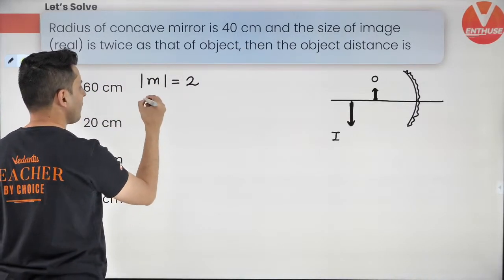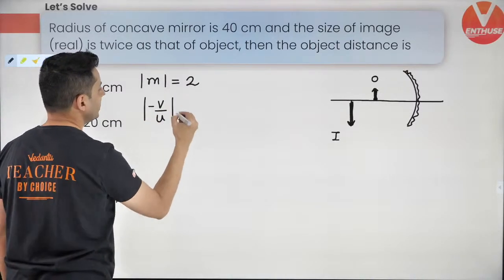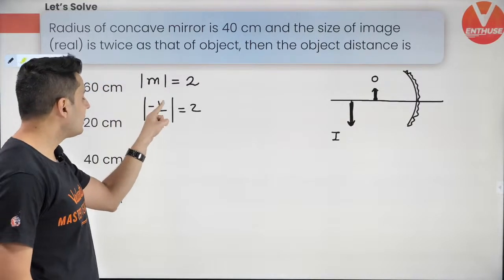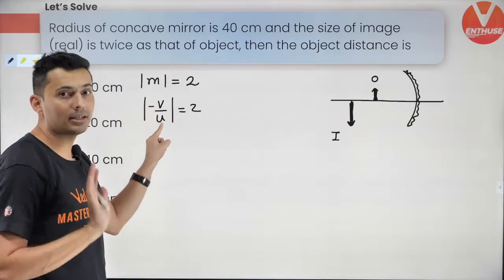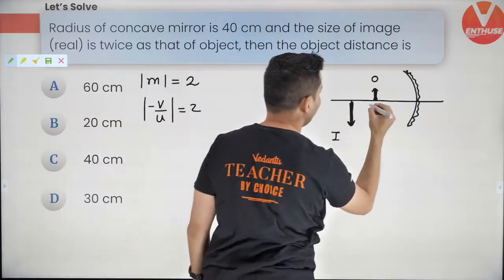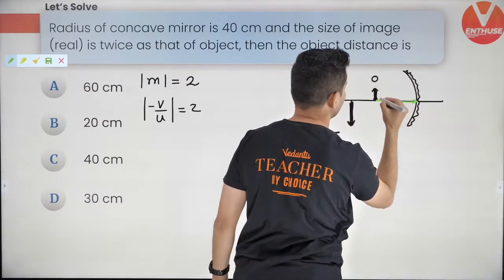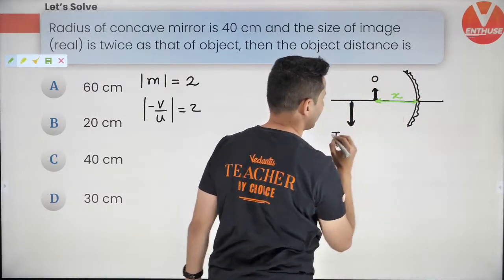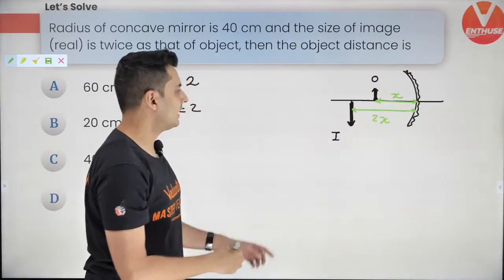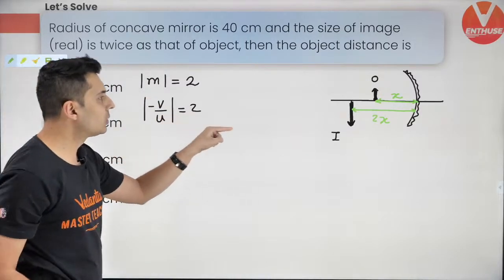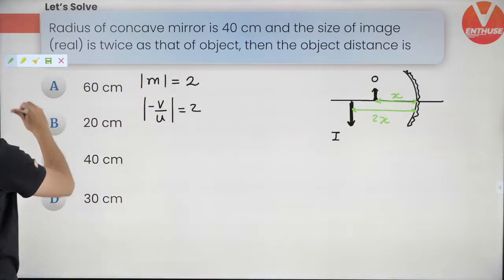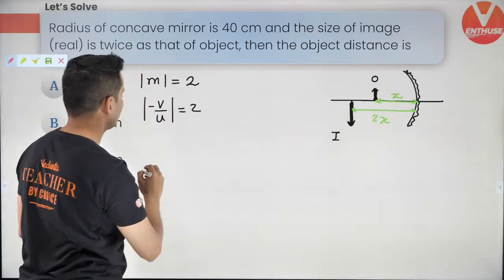That means modulus of minus v by u is 2. That means the image distance is twice the object distance. So think this way, guys. If I take this much distance as some length x, then this much distance must be 2x, correct? Because v by u is 2. So if object distance is x, image distance should be 2x. Interesting. Now I'll make use of this.